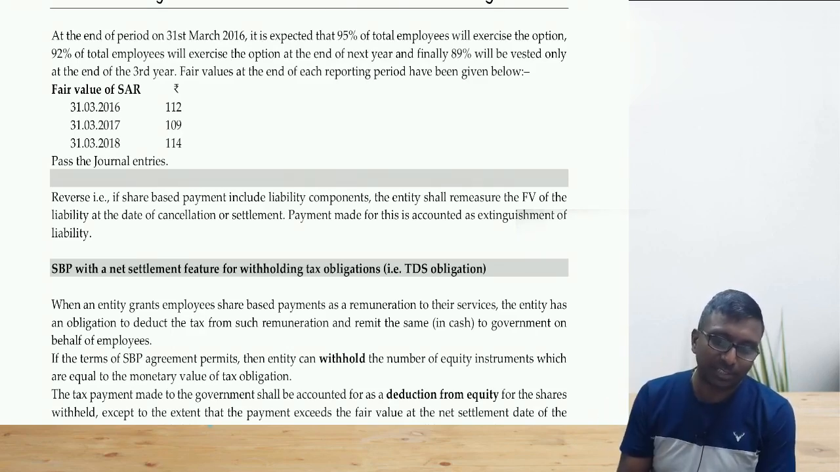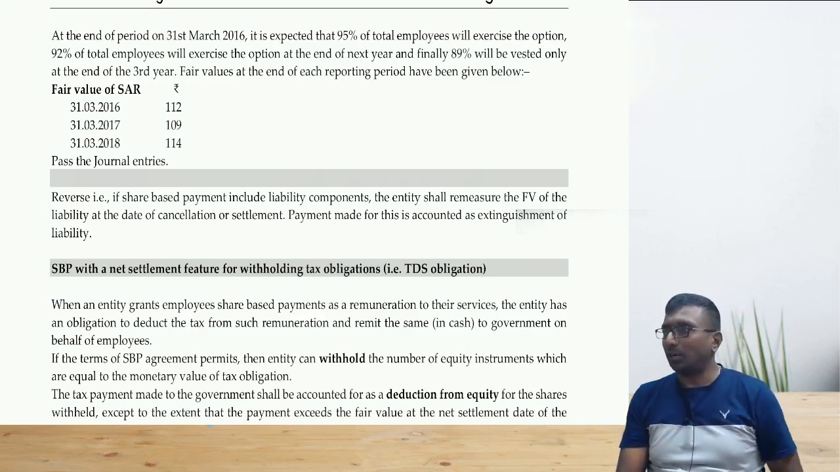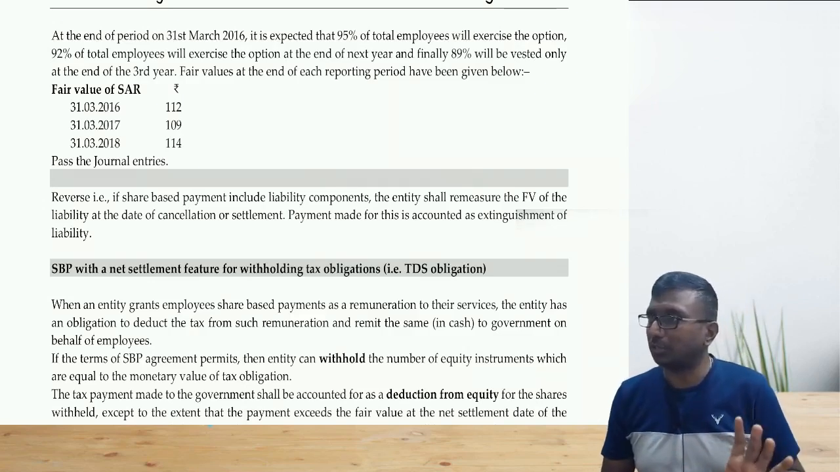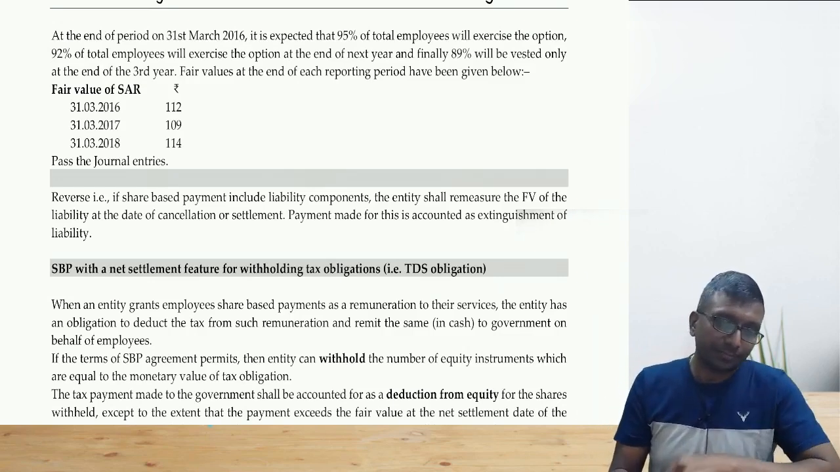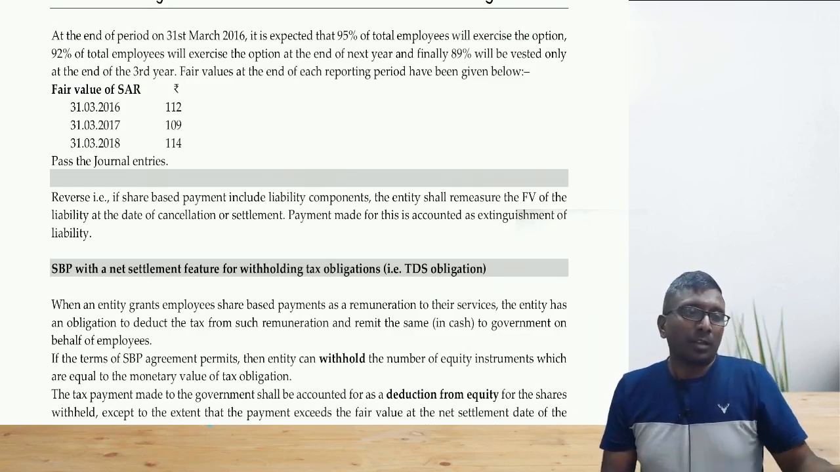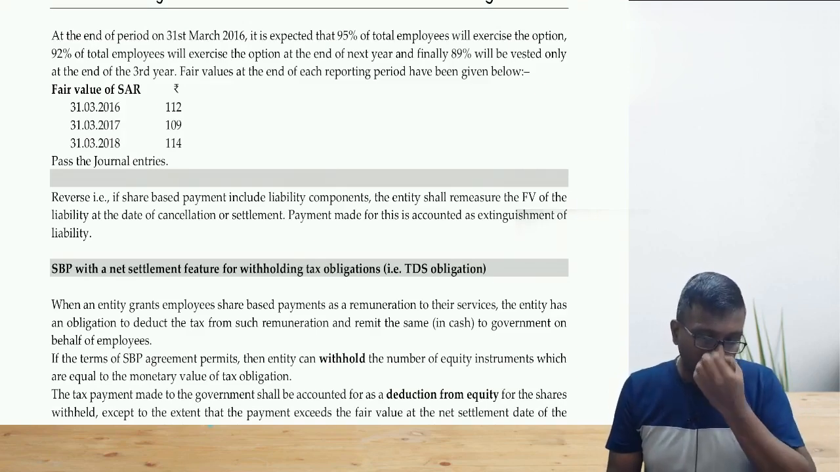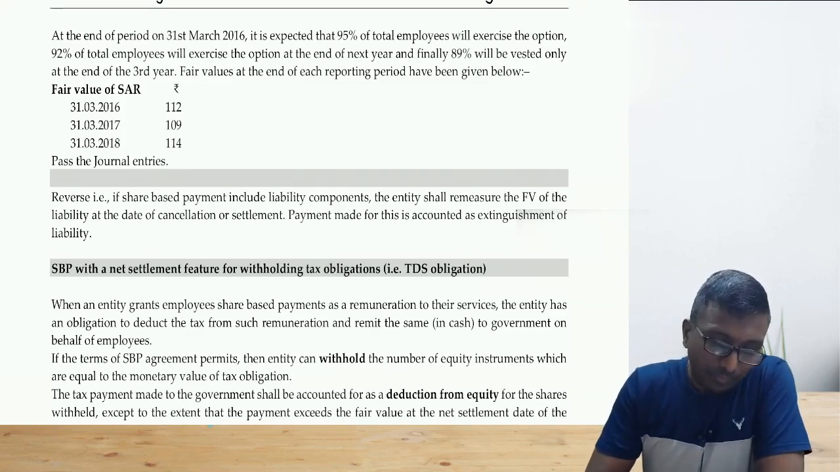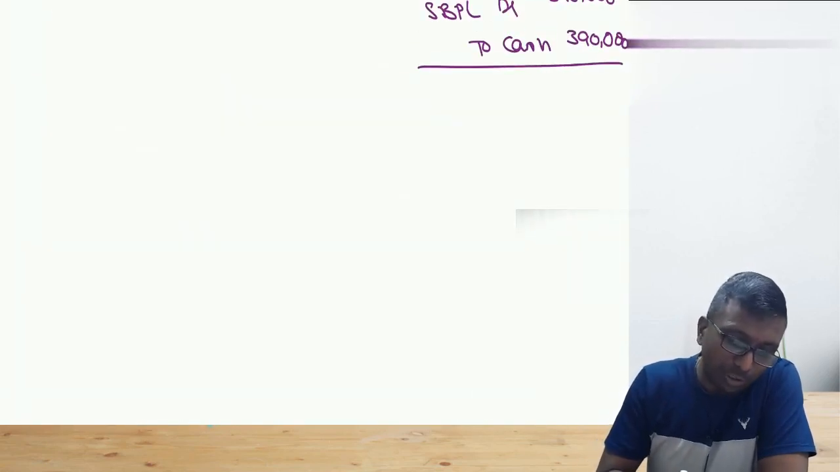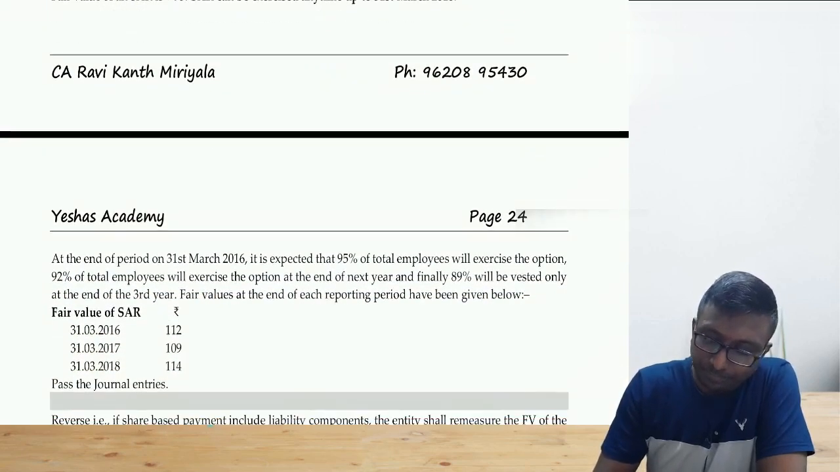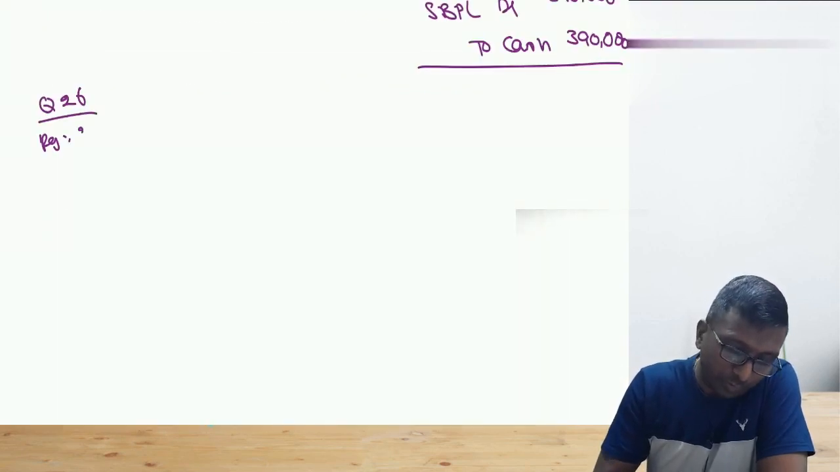Pass the journal entries. That's all. Our question is at that level only. Chalo, we'll record the journal entries. Yeah, question number 26. Page number 23.